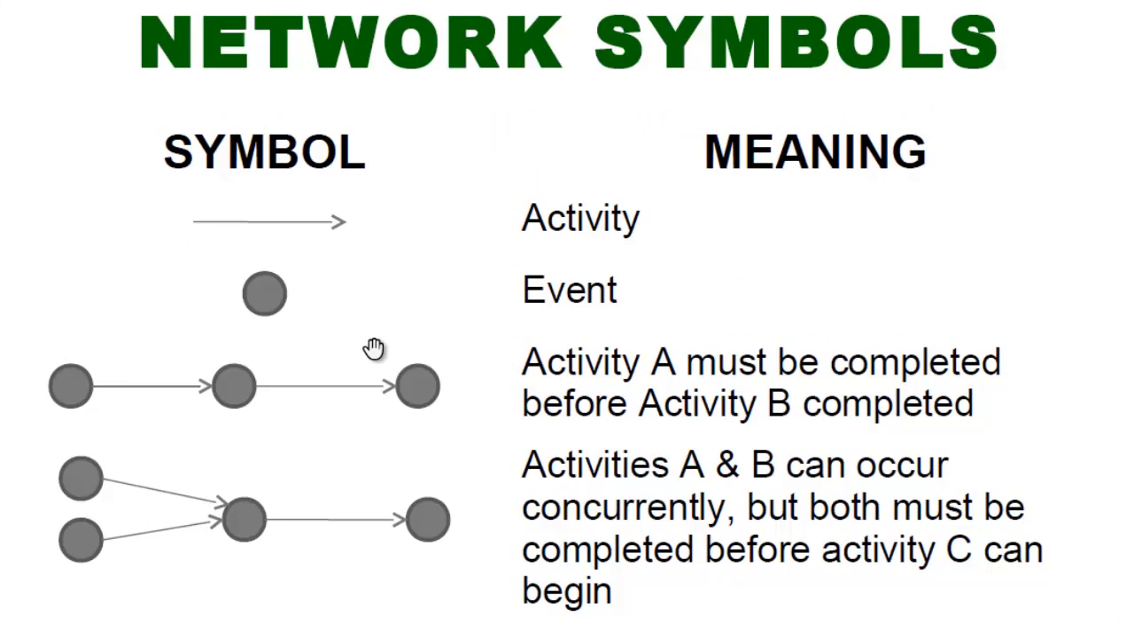So these are our symbols here to draw the network, so that we can apply PERT and CPM. Activity is an arrow, event is the circle, okay? The activity A must be completed before activity B. So this is, for example, A and this is B. If you want to complete B, then first A, its predecessor, should be done.